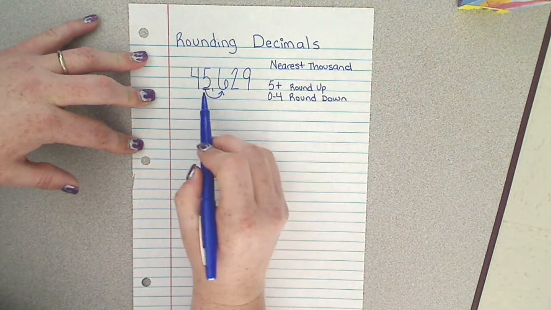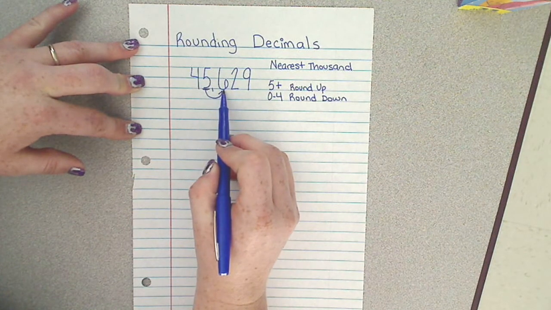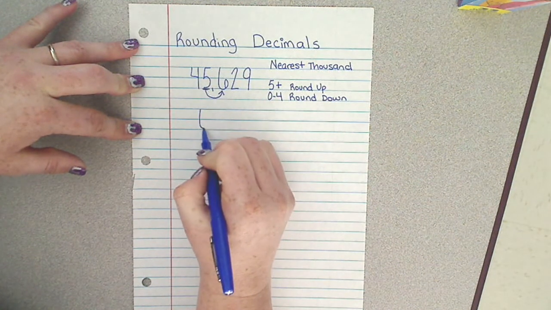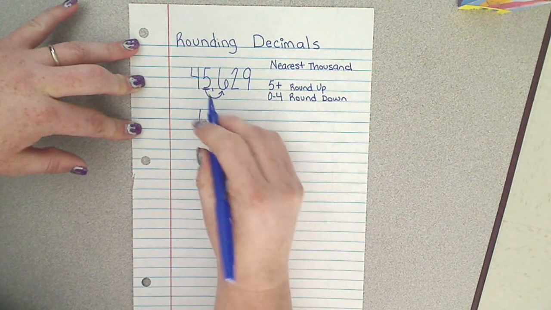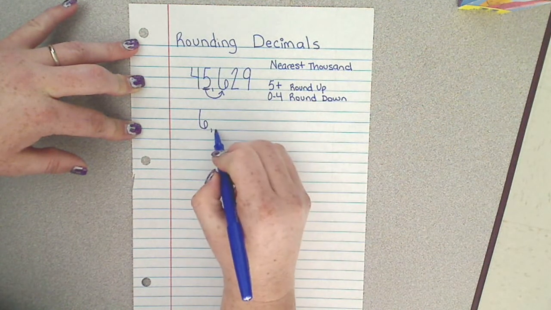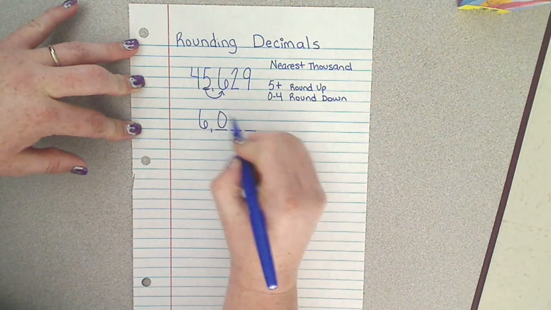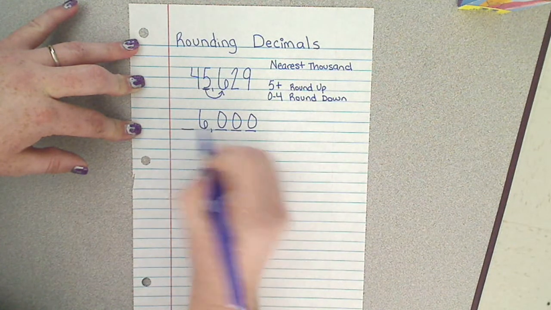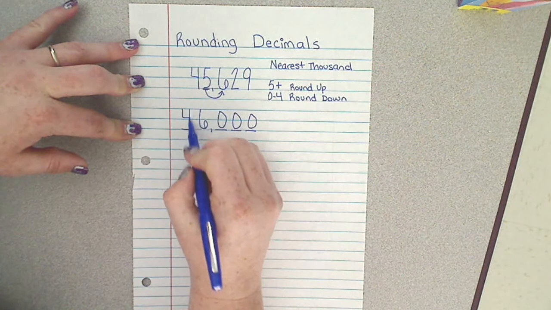This means that the place value that we're rounding to, this one is going to go up. So that means that that 6 is going to turn my 5 into a 6. Everything after the thousands place is going to be a 0, but everything before the thousands place stays the same.